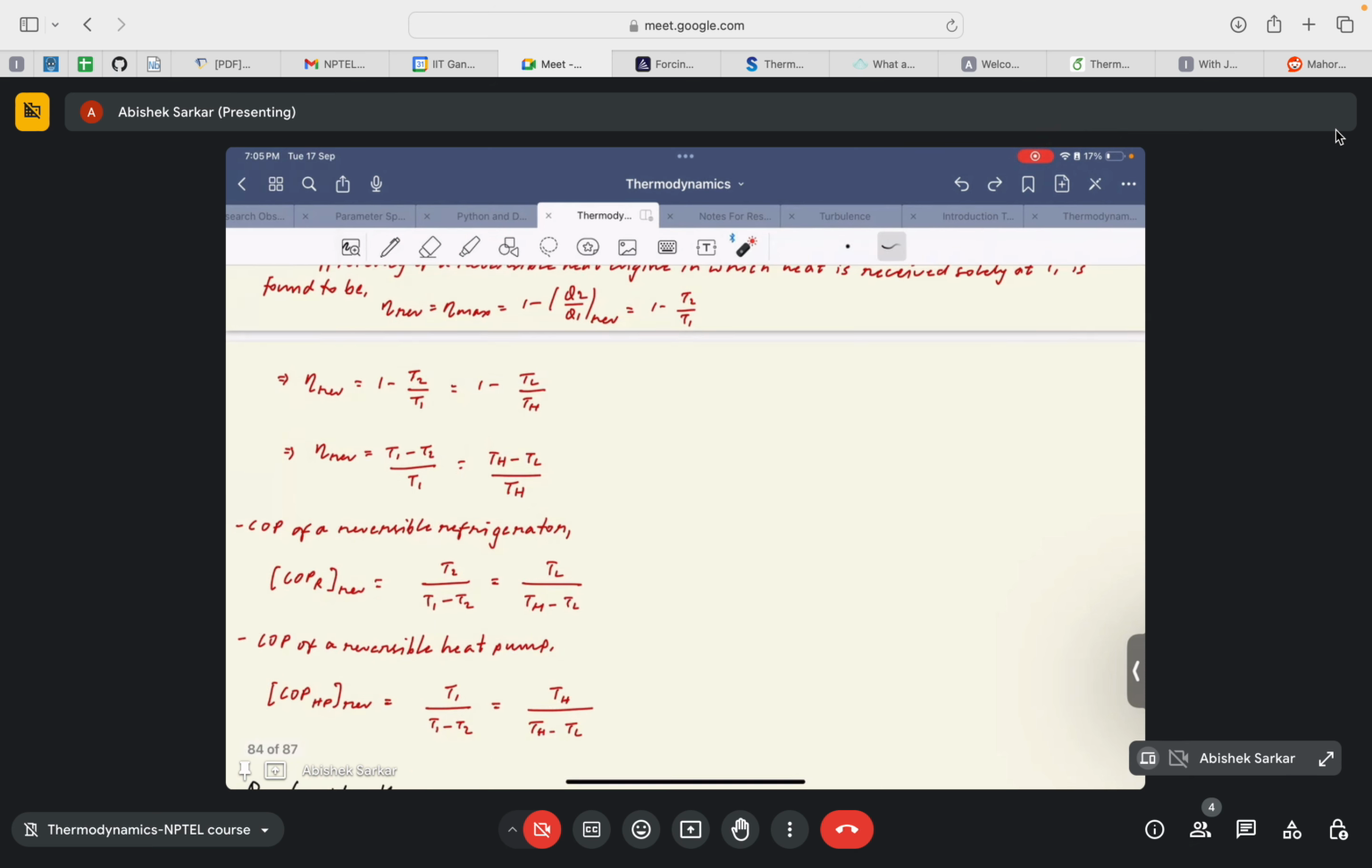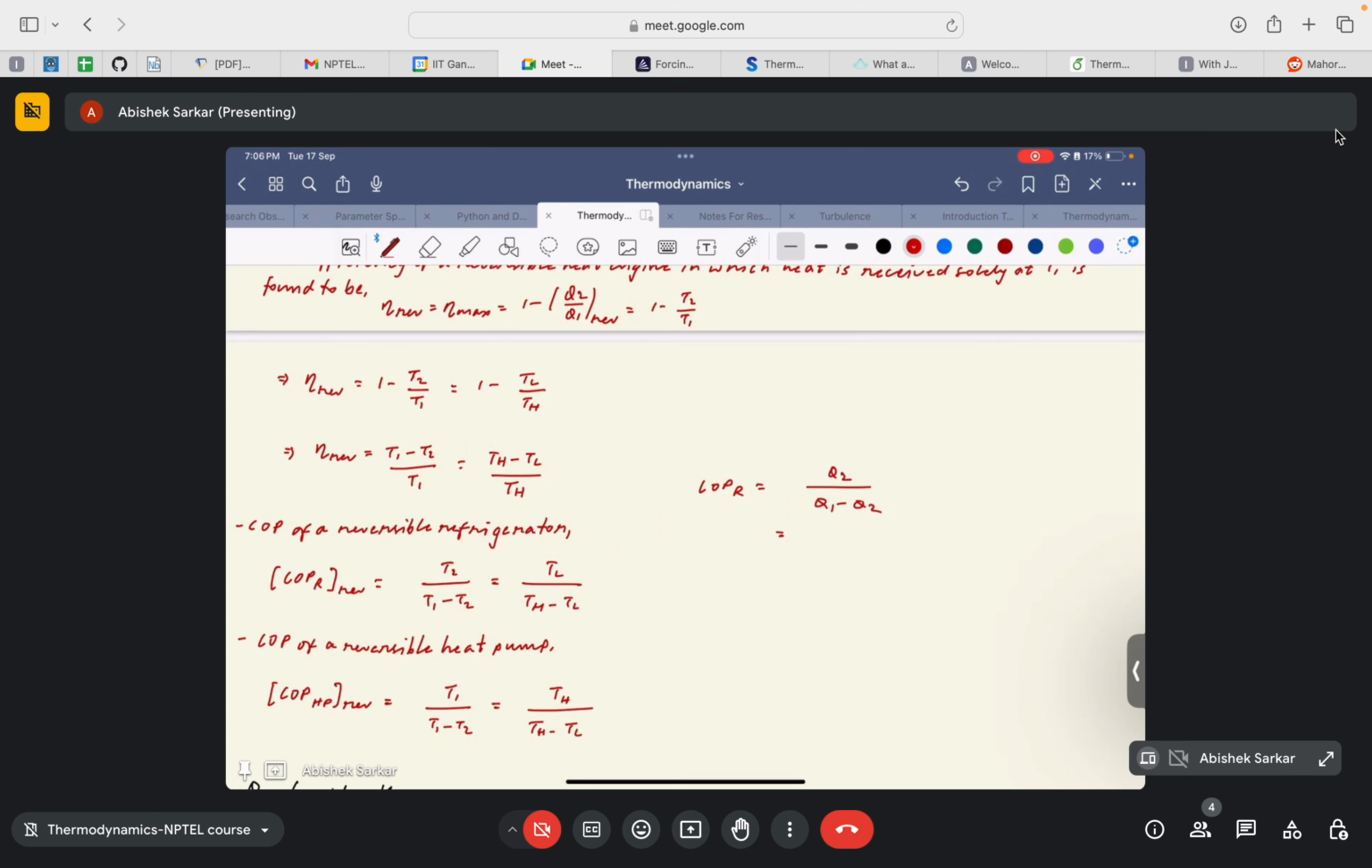Okay. Then similarly, COP for a reversible refrigerator. Again, the refrigerator having the highest possible COP is a reversible refrigerator, having all the processes occurring in a reversible manner. So the COP for a reversible refrigerator would be T2 by T1 minus T2, because see, it's simple. Like initially we had COPR as Q2 by, sorry, let me show you how I derived it. So COPR, if I recall, was Q2 by Q1 minus Q2.